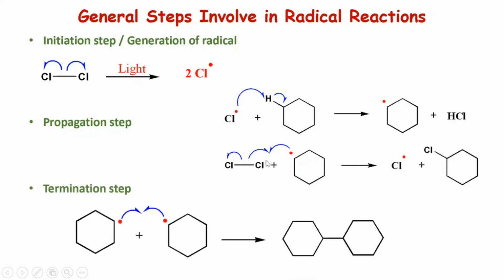In the next termination step, this cyclohexyl radical gets dimerized and we get bicyclohexyl as a byproduct.